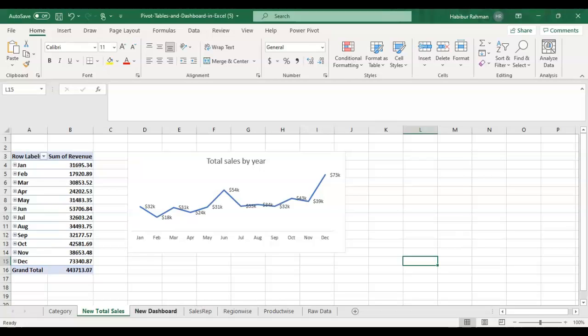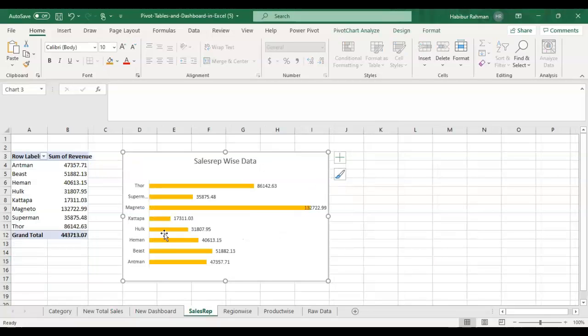Then I made sales representatives. You can see the salesperson's name over there, and some of their revenue. Magneto is the salesperson who made the most money, and the lowest salesperson is Katappa, who made the least money.